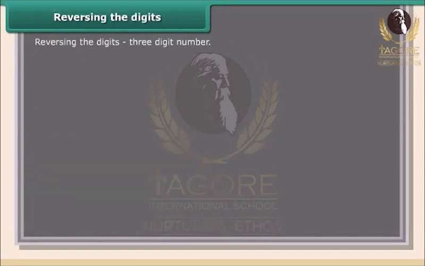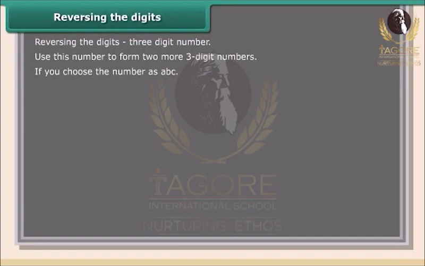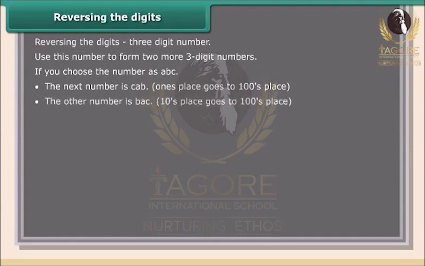Reversing the digits, three-digit number. Use this number to form two more three-digit numbers. If you choose the number as ABC, the next number is CAB. The ones place goes to the hundreds place. The other number is BCA. The tens place goes to the hundreds place. Add them and divide it by 37.